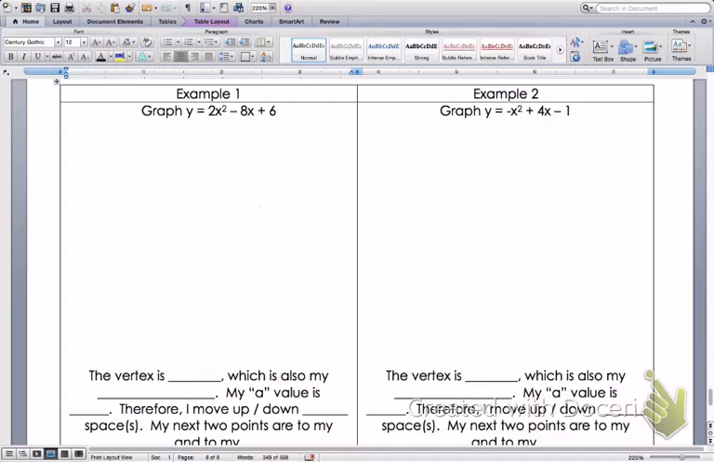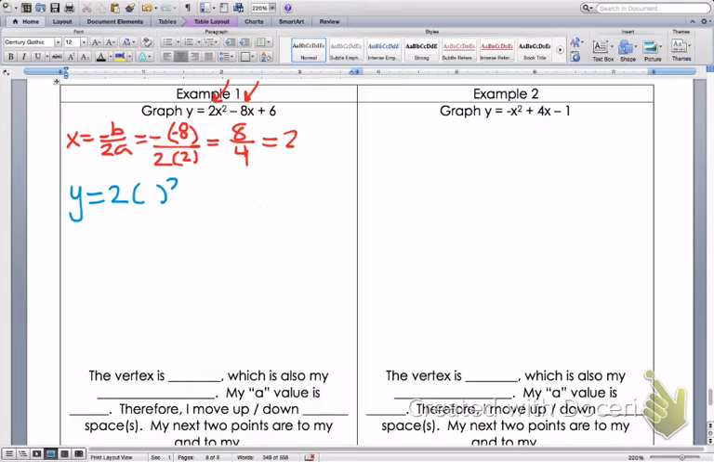So here we go. We're going to start with x equals negative b over 2a. We're minus b, so my b is negative 8, over 2 times a, which is that 2. Simplify that, 8 over 4 equals 2. So we have our x value. Now we're going to find our y value. We're going to plug in 2 into our equation.